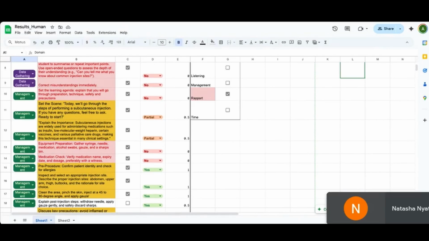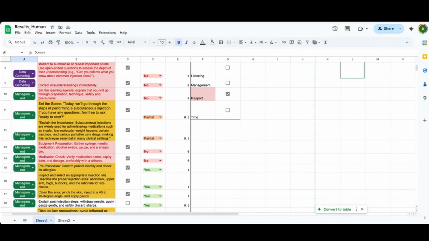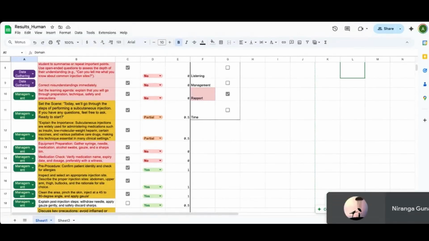So why do you choose these sites? Let's look at the sites again: abdomen, upper arm, thighs, buttocks. What is the reason for these particular sites? Does anybody have any opinion? Any idea?